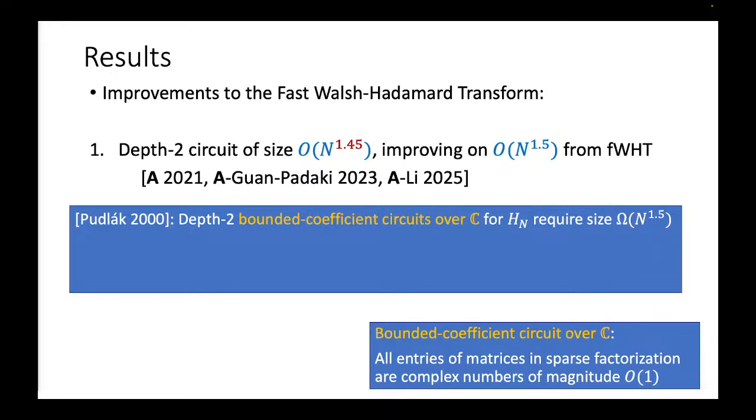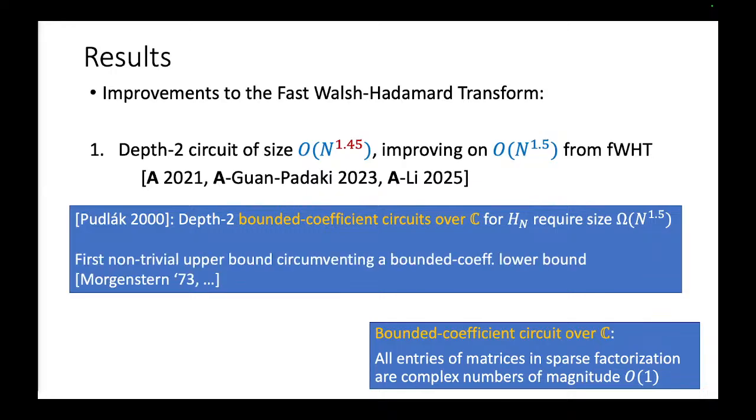For example, the circuit I just gave you, all the entries are just 1s and -1s. So it's a bounded coefficient circuit because all the entries are numbers of at most constant magnitude. And if you think about the standard algorithms we know for discrete Fourier transforms and so on, they're pretty much all bounded coefficient circuits. So Pudlak showed that if you have a depth 2 bounded coefficient circuit, it really needs n to the 1.5 size. And so we are able to circumvent this barrier.